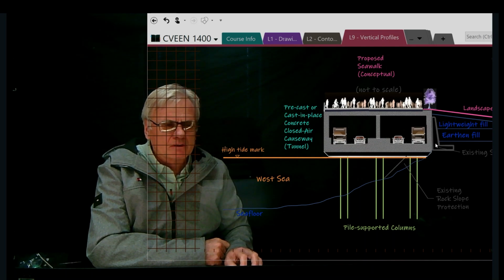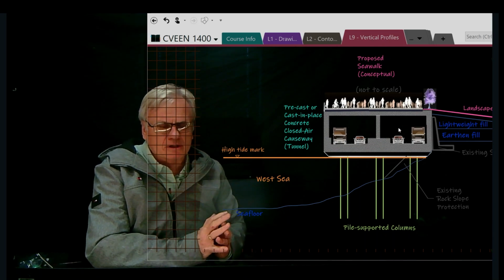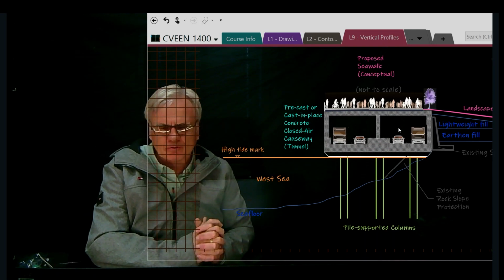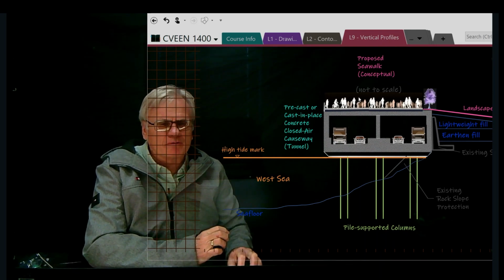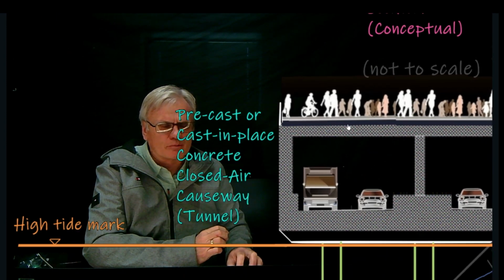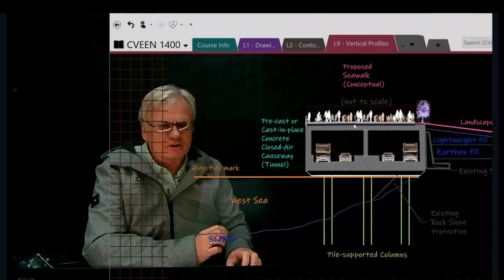And this would be the existing seawall, and so the traffic would go inside the enclosure so that the noise and the fumes would be eliminated, and then the top of the enclosure would be turned into a promenade so that the citizens could walk along the top along the seawall.